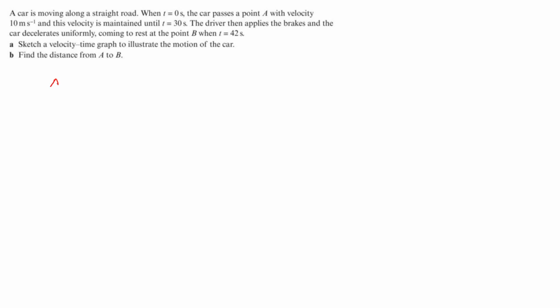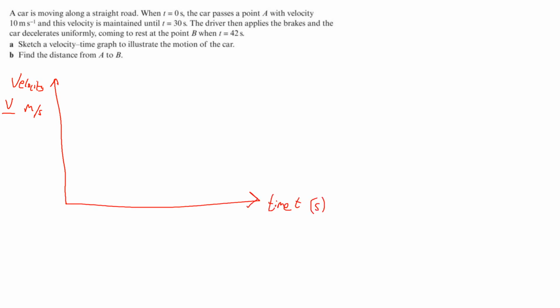Right, so first thing we need is velocity v in meters per second, and we need time t in seconds. We know that it's passing through point A at 10 meters per second, so let's label that on our diagram. 10, right? And we continue that all the way until t equals 30 seconds.